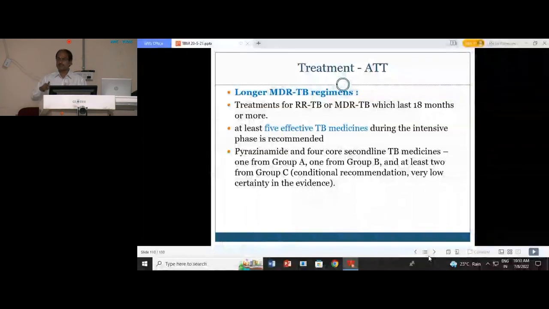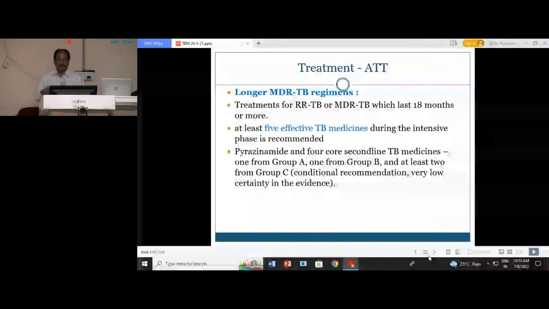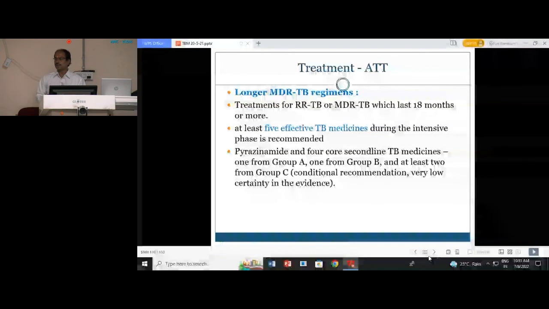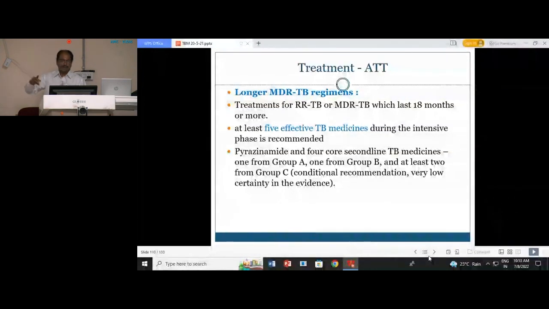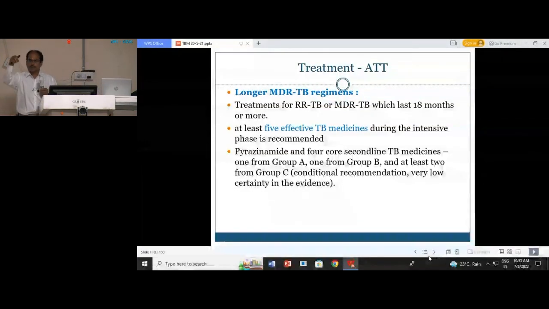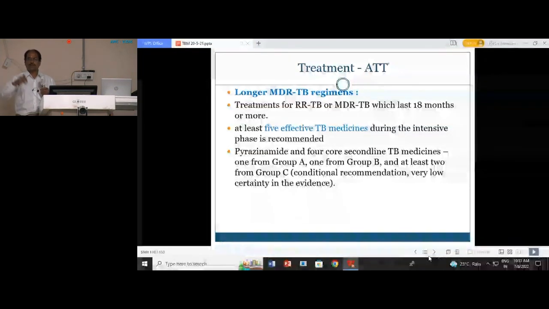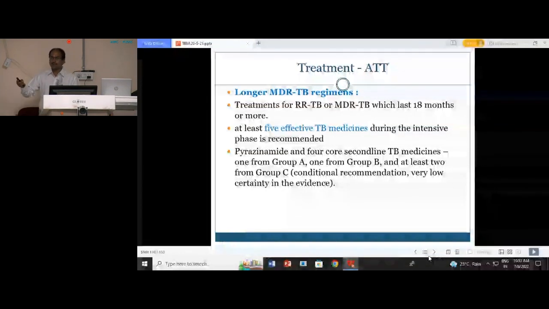We have to know the other groups of drugs you have to use: Group A, Group B, Group C, Group D. Of these, you have to take 1 drug from Group A, 1 drug from Group B, and at least 2 drugs from Group C. This is very important: 1 from A, 1 from B, 2 from Group C, apart from pyrazinamide. This is the important treatment of multi-drug resistant tuberculosis. Pyrazinamide is a core feature. Apart from this, you have another 4 drugs: 1 from Group A, 1 from Group B, and 2 from Group C. So we'll see what these groups A, B, C, D are.